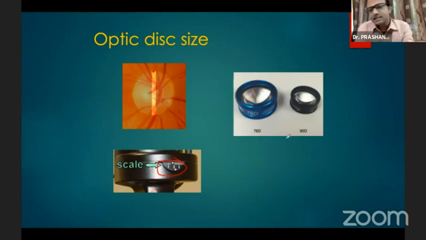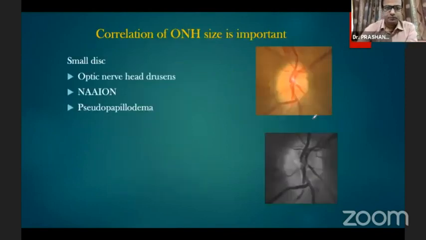Now, since different lenses are magnifiers, different lenses have different magnification factors. If you're using a 60 diopter lens, it is 1, which is similar to the actual size. If you're using a 78 diopter lens, you have to multiply 1.1 times. If you're using a 90 diopter lens, you have to multiply 1.3 times. That will give you an idea of the actual size of the disc.